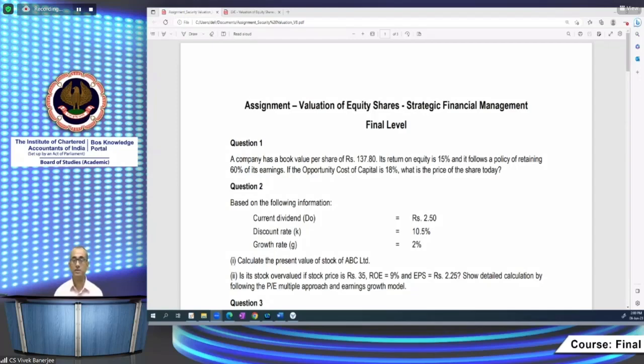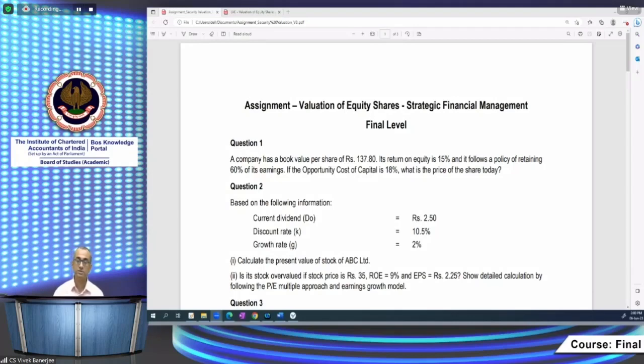In my previous lecture, I discussed the various concepts of valuation of equity shares. Today, I will be taking the assignment questions, and in this process try to clear your doubts. If there is anything you have not understood, it will be cleared by this session on valuation of equity shares, the assignment portion. So let us begin this lecture.